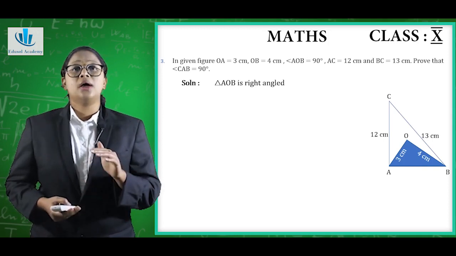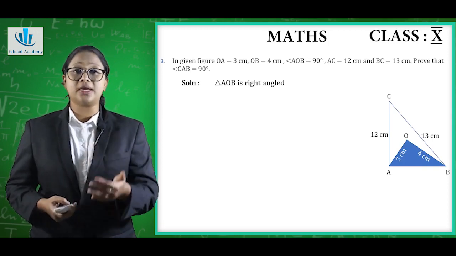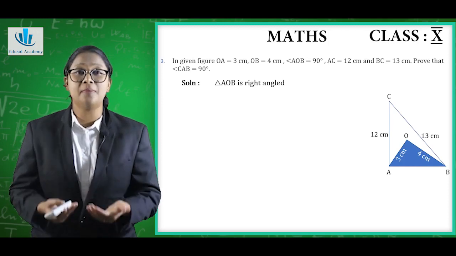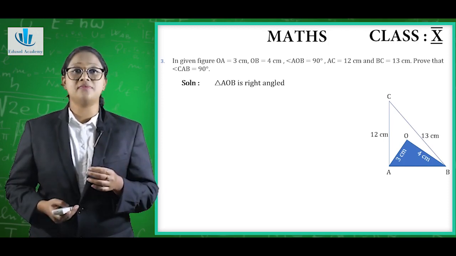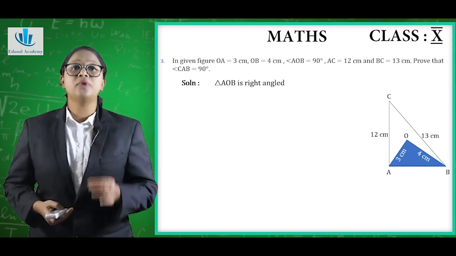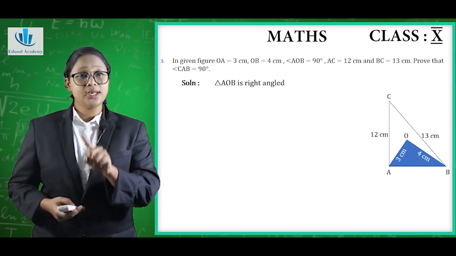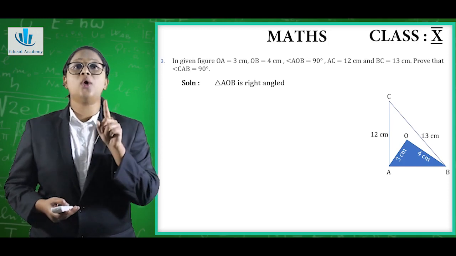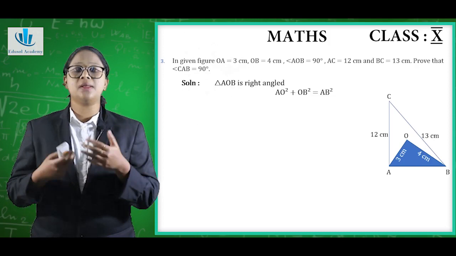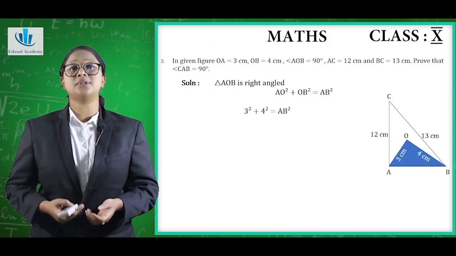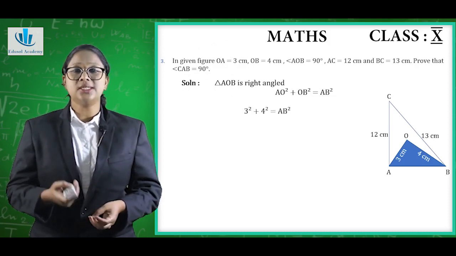First of all, I think we have to practice drawing the figure by ourselves. So construct the triangle and apply all the given values in it. So moving on to the solution, we already know that triangle AOB is right angled. That's given in the question. So we can apply Pythagoras theorem concept. Okay, so what does it state?